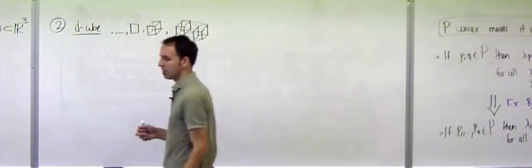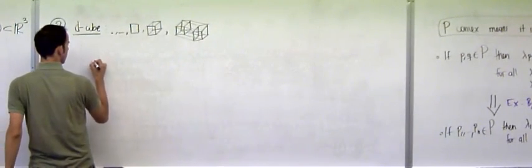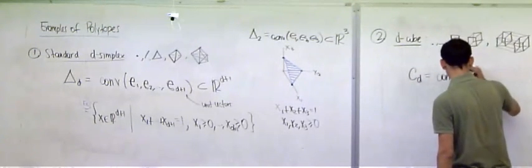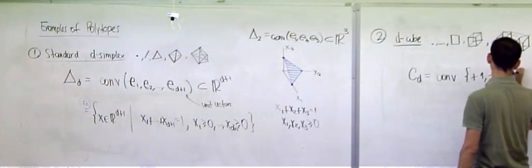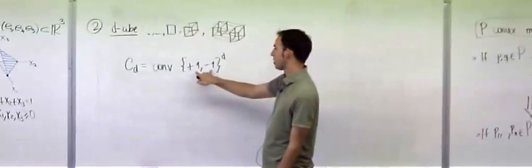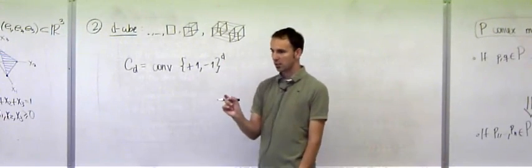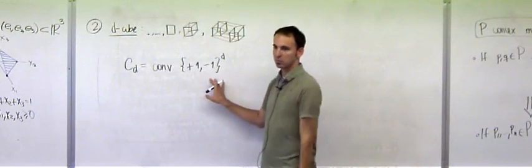How do I define this polytope? We call it C sub D, and we define it to be the convex hull of the set plus 1, minus 1 to the D. Okay? And this should look a little bit strange, but what am I saying here? I'm saying, so this is the Cartesian product of the set with itself D times. In other words, each element of this set is a D tuple, where each element is a plus 1 or a minus 1.